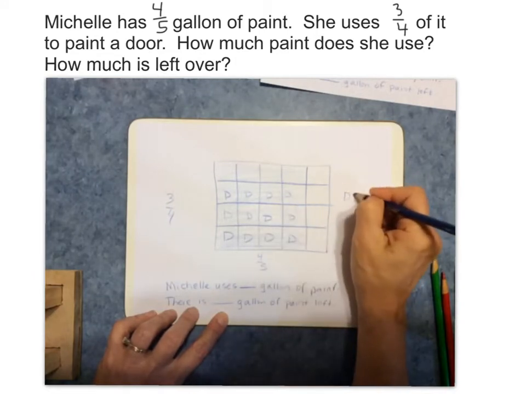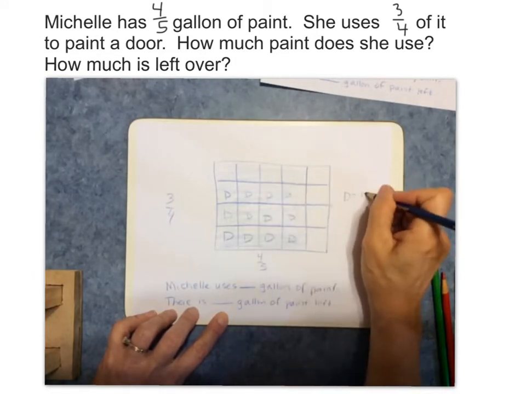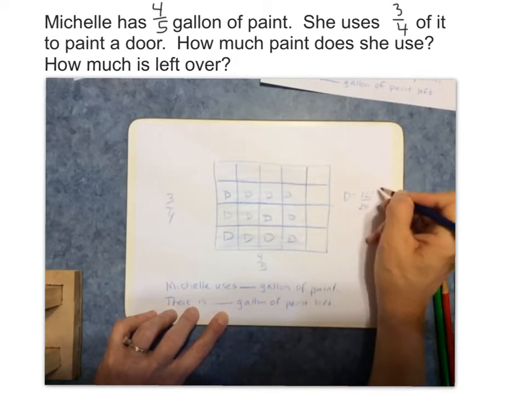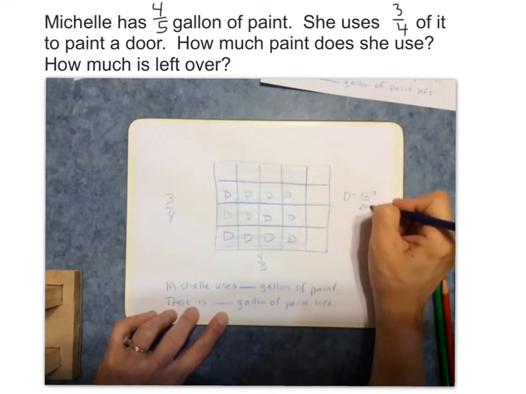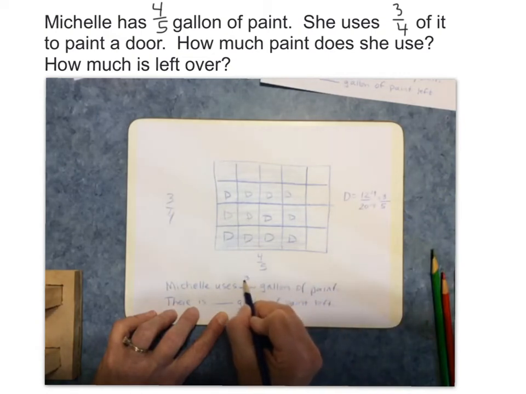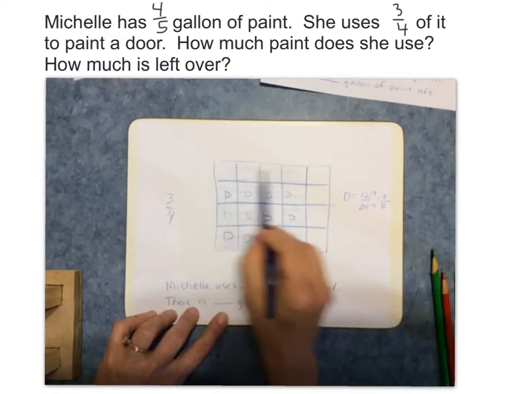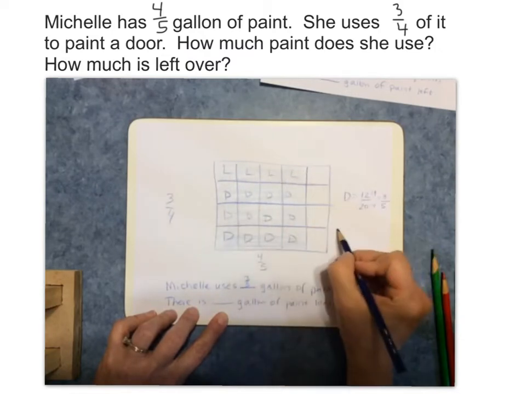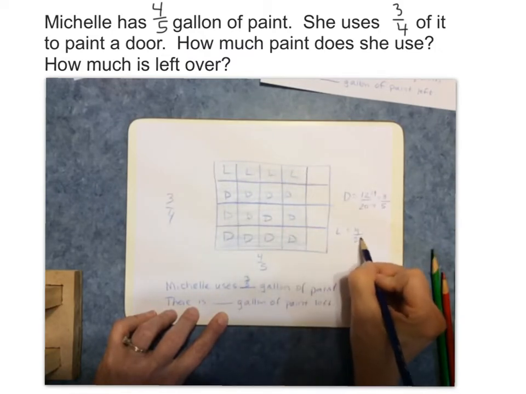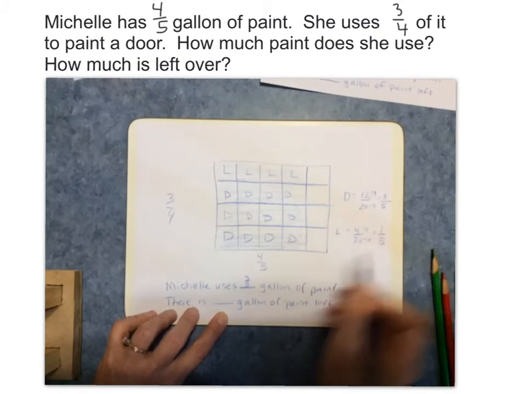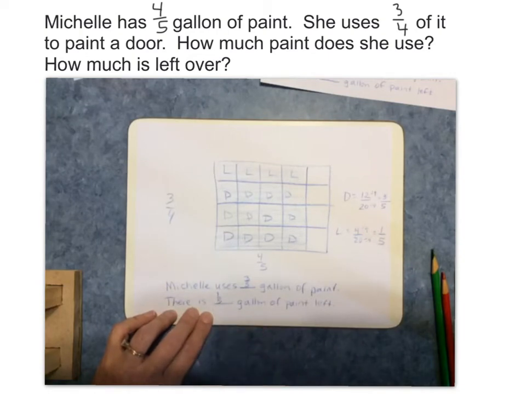So my door is 3 by 4, that's 12, out of 4 by 5, that's 20. Putting that in lowest terms, I can divide those both by 4, my greatest common factor, to get 3/5 gallon of paint used. This bar up here is what was left over in the can. So that is 4 out of 20, which reduces to 1/5 gallon of paint left.